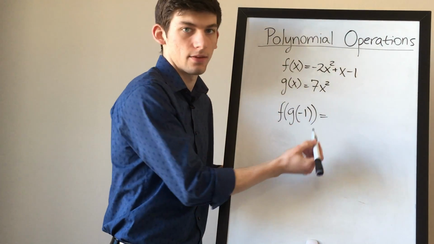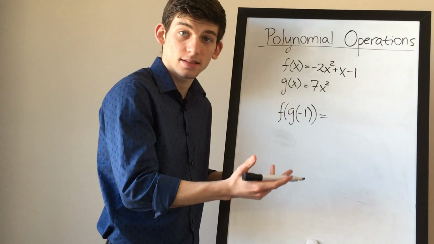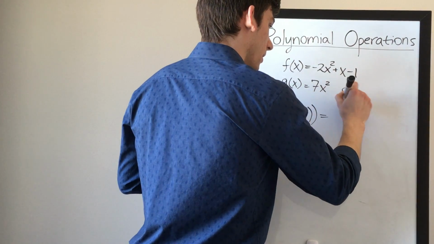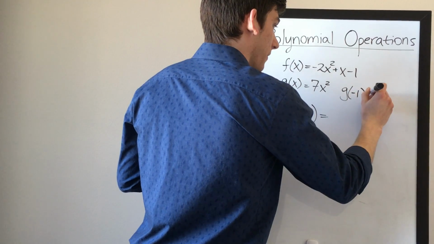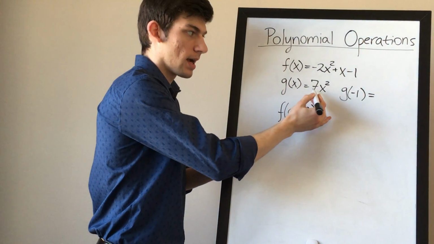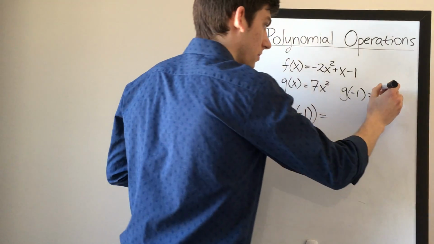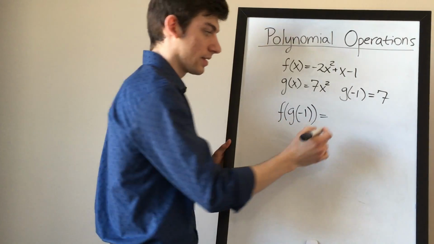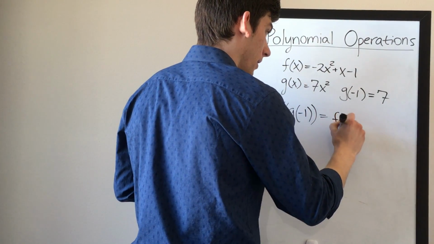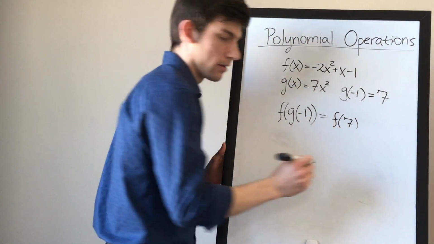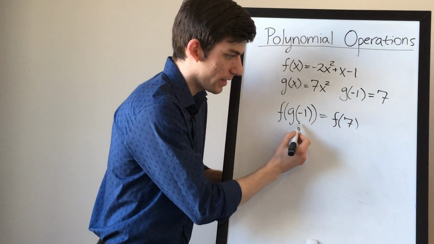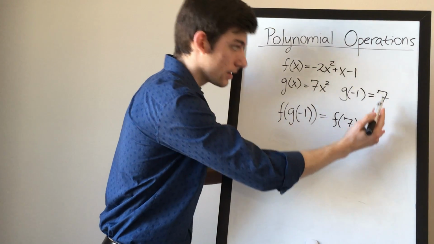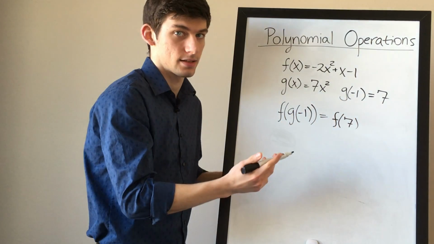So we want to find g of -1. That means just plug in -1 for x in g of x. If we know that this is g of x, we can figure out that g of -1 is equal to 7 times -1 squared, so just 7. Okay, nice. So we know that this is actually the same as f of 7. Do you see what I did? I just replaced g of -1 with 7 because we just figured out that g of -1 is equal to 7, because we're just putting in -1 for x.